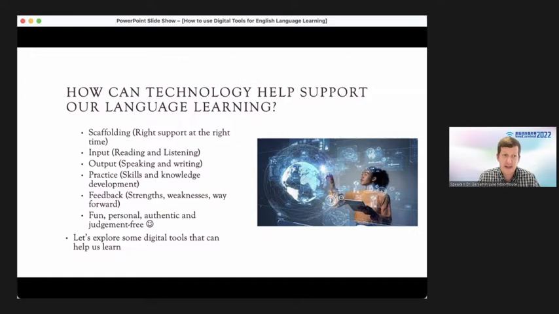As we're using these things, we can get feedback from the technology that tells us we're doing the right thing or not. That can help us. And also it can be fun because it can be really, really engaging online, lots and lots of things to see. It can be personal because we're the ones that find the things we need. It can be authentic because people have made it, not for our learning, but for other reasons. And it's judgment-free. So we don't have to be scared that someone's going to say, oh, you did it wrong, or you said it wrong, you got that wrong, because it's just us and the technology interacting together.